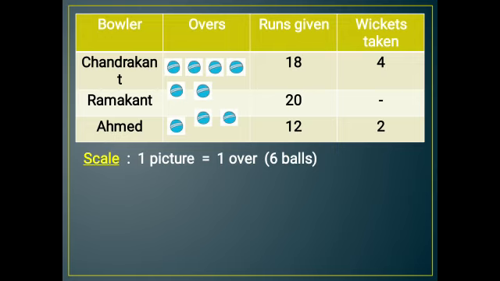Then third, Ahmed has taken how many overs? That is 3. Understood? Because 3 pictures are there. So he has taken 3 overs. And how many runs has he given? He has given 12 runs. And wickets taken, that is 2.